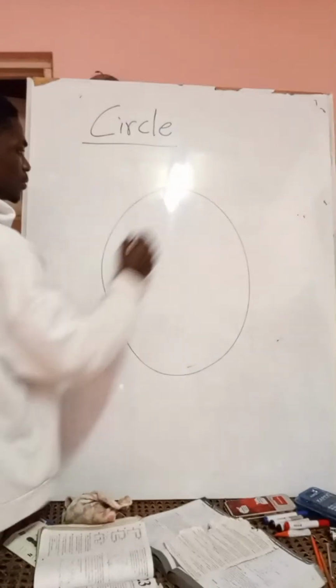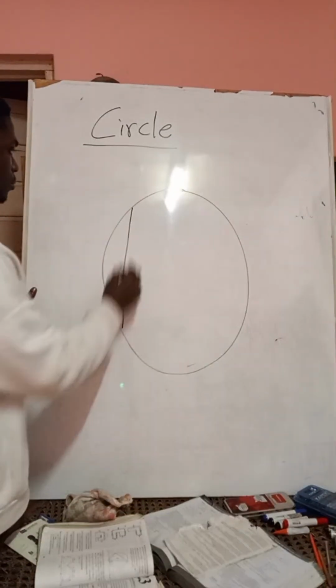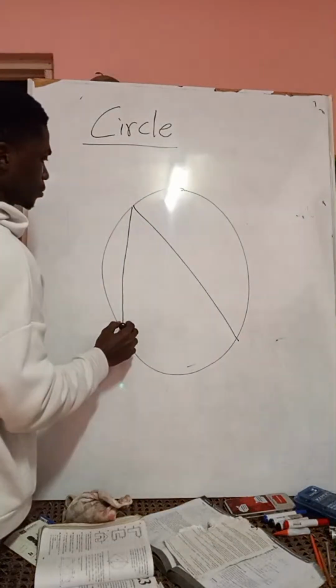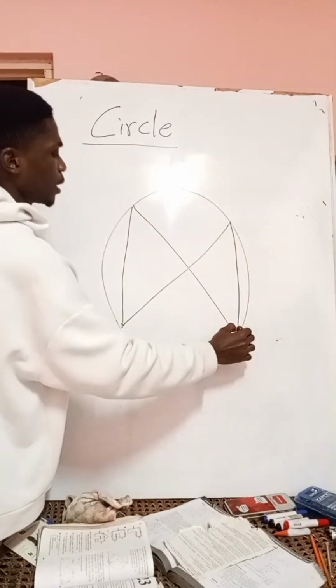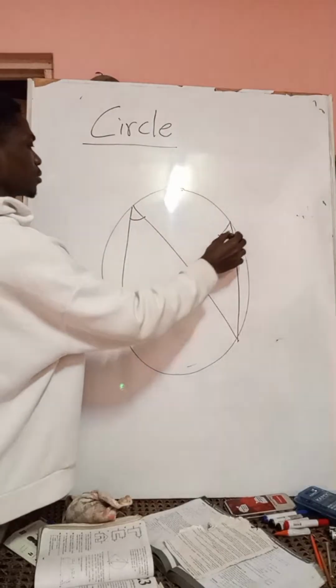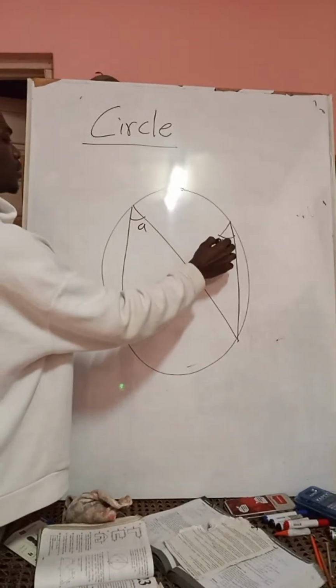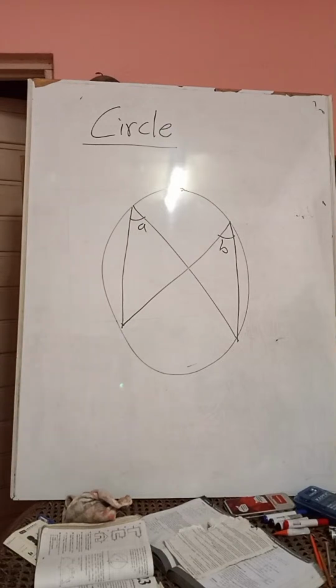Now see, I can give you a question, but I won't give you a chord. Like this, I can give you a question like this, and I'll ask you for this angle and then this angle, AB. Now, whenever you are given a question on circuit theory, there are some hidden chords that they won't draw for you.